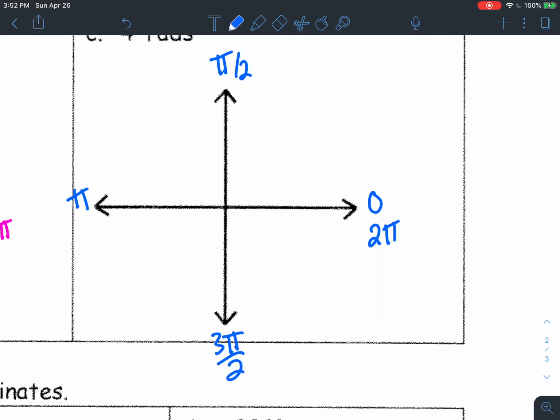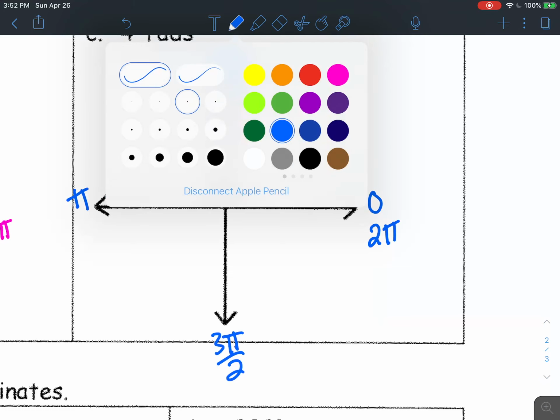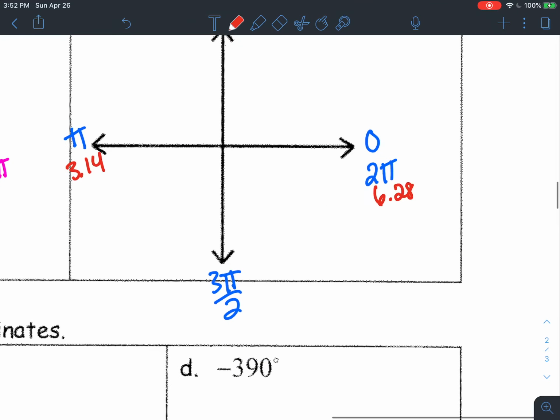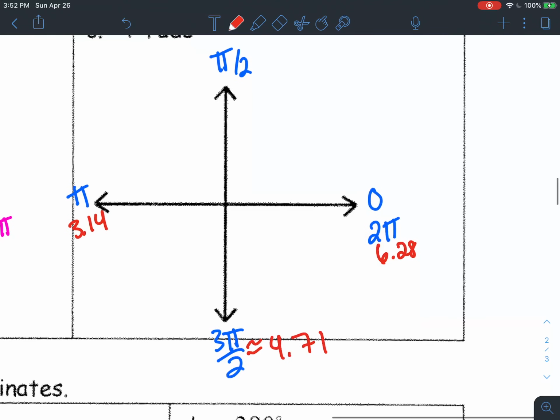There's a way I could show you how to convert it into radians and work backwards that way. But the simplest way for us would just be to get a decimal approximation for each of these different measures. So we know pi is 3.14. 2 times pi is 6.28. If you used a calculator, 3 times pi divided by 2 is about 4.71. And pi over 2 is about 1.57.